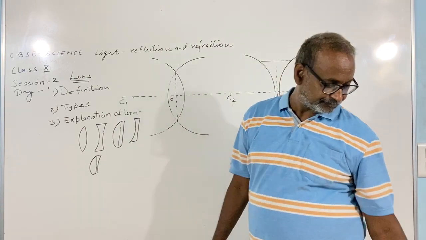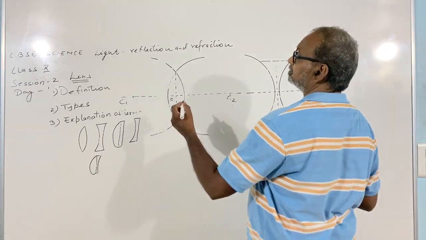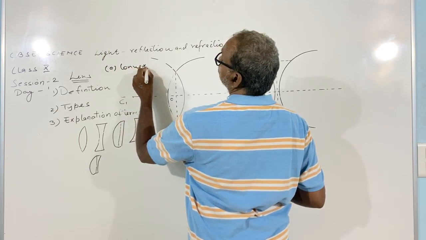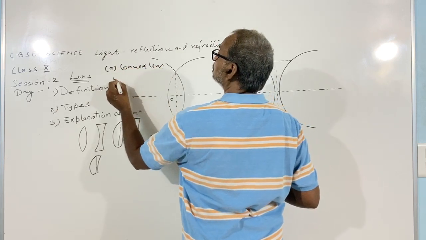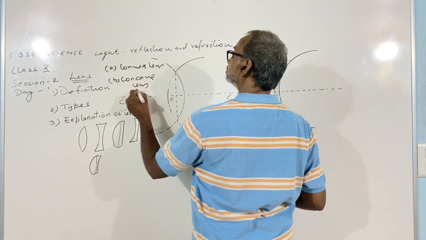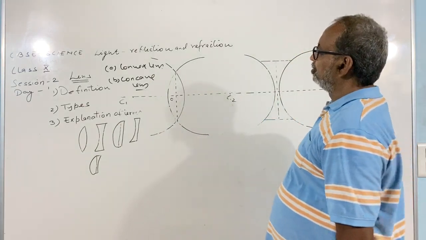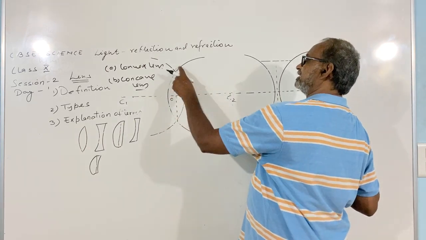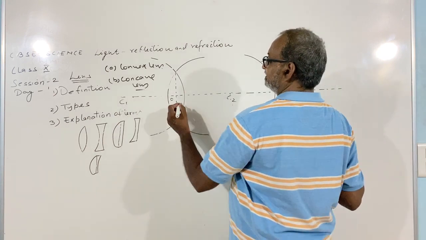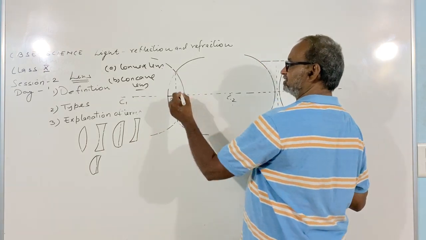What are they? Convex lens and concave lens. In a convex lens, both the surfaces are spherical, and you can see that this lens is thicker at the center and thinner at the edges.